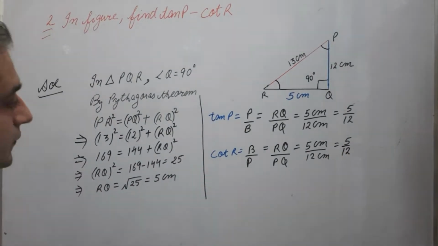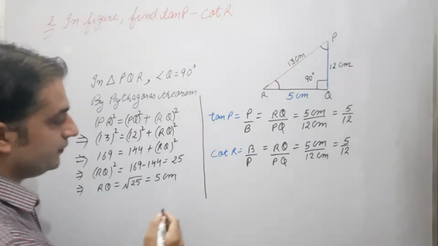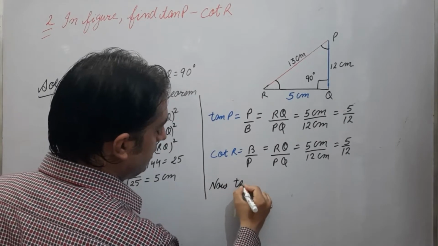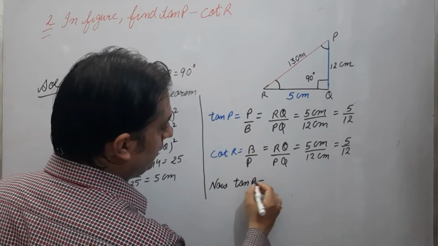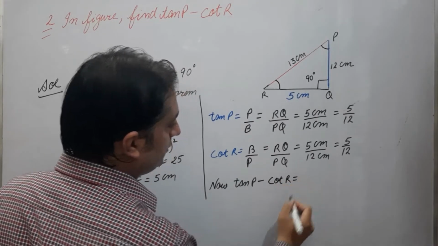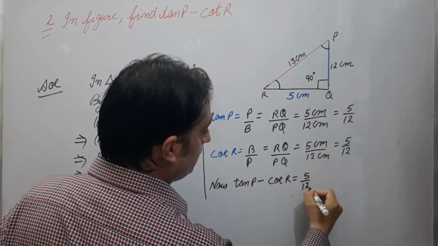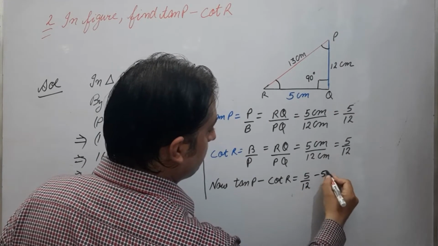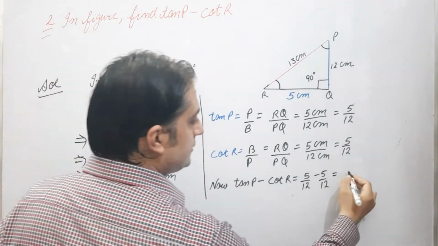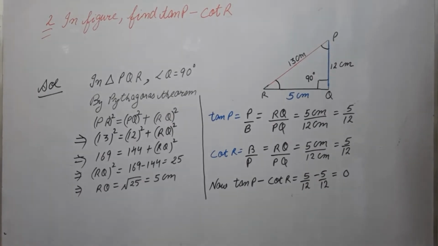Right. So now we have to take the difference of the two T ratios. This is tangent of the acute angle P and cotangent of the acute angle R. So just put the values: 5 by 12 minus 5 by 12. Both have the same values, so the answer is 0. So this is the difference of the two T ratios for the given figure.